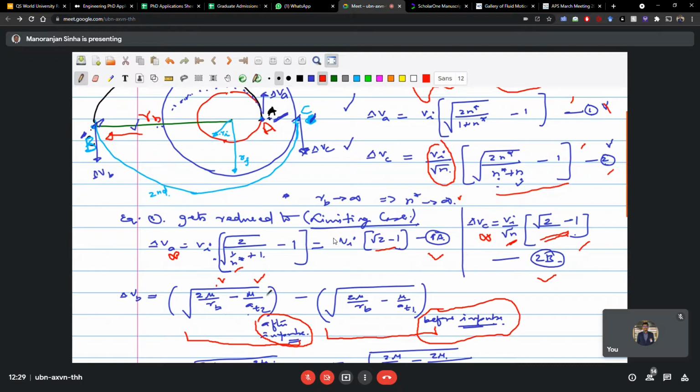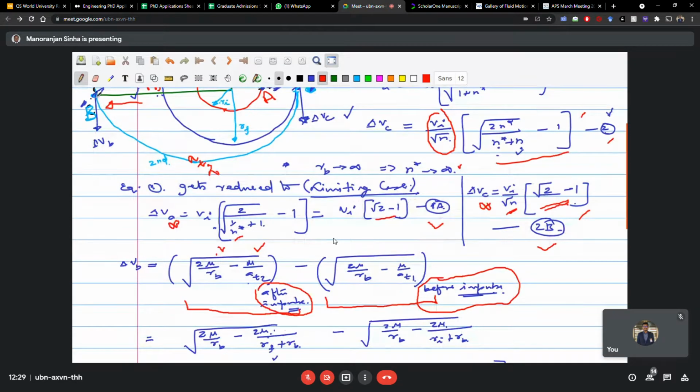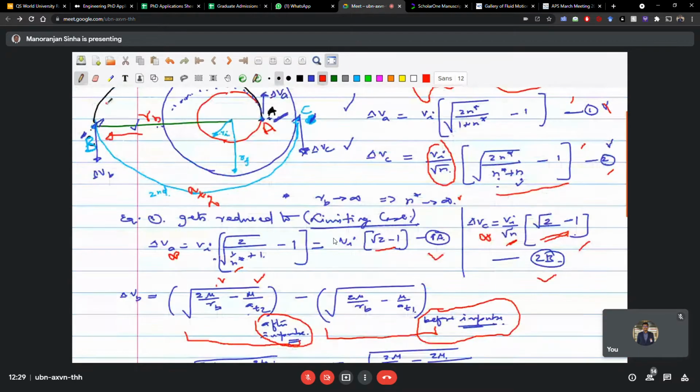2 mu by RB minus mu by AT2. AT2 is this quantity, the semi-major axis of the second transfer orbit, and AT1 is the semi-major axis of this orbit. Accordingly, you have the velocity at point B before the impulse, which will correspond to this orbit, and after the impulse, it will correspond to this orbit. So you just need to subtract to get this delta Vb. Accordingly, we have written here AT2 at this point, and here we have written AT1.